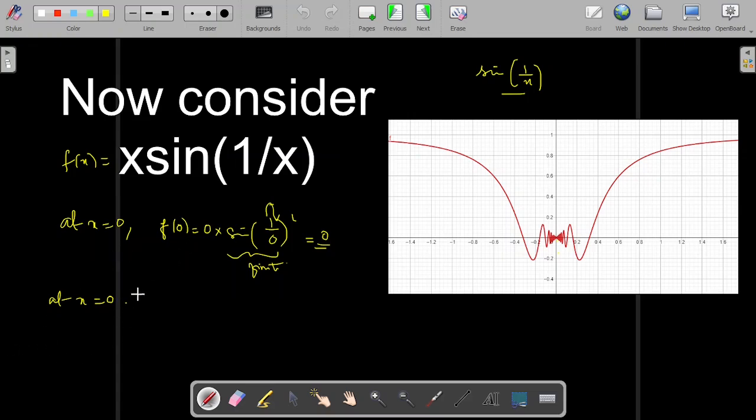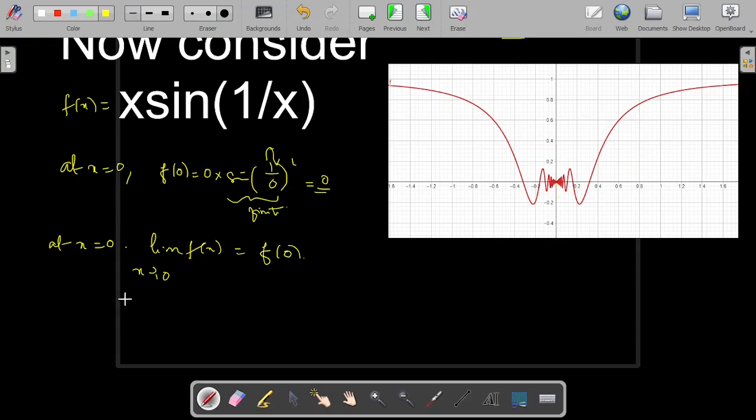Now at x equal to 0, is it continuous? For continuity, you know that the limit of f of x as x tends to 0 must be equal to f of 0. Here again, for the limit of f of x as x tends to 0, you can have LHL as well as RHL. The limit as x tends to 0 of x into sine of 1 by x: again the same argument, 0 into some finite quantity gives you 0, and you have f of 0, which is equal to 0. Therefore it is continuous at x equal to 0. It was defined, and now it is defined as well as continuous at x equal to 0.